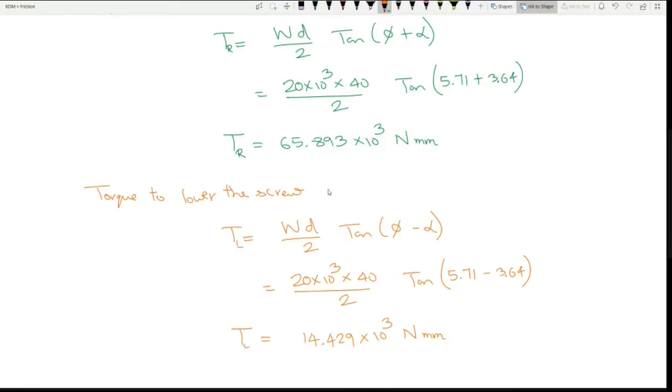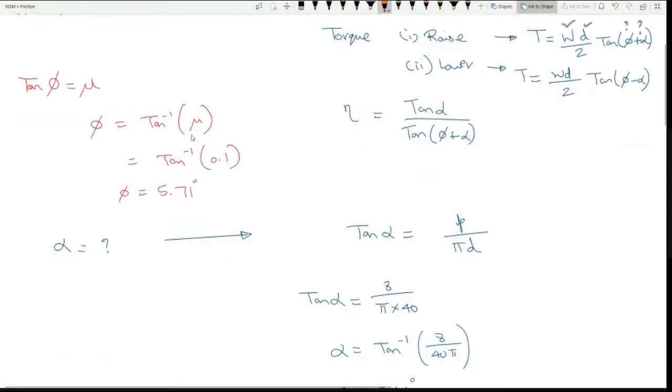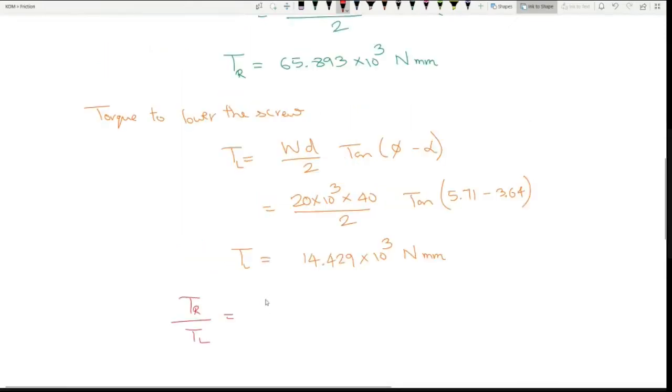Actually, the question is to identify the ratio of the torque with respect to raising and lowering the load. Ratio of the torque means I have to identify TR by TL. TR is 65.893 divided by TL, 14.429, which is 4.566. So 65.89 divided by 14.42, how much?